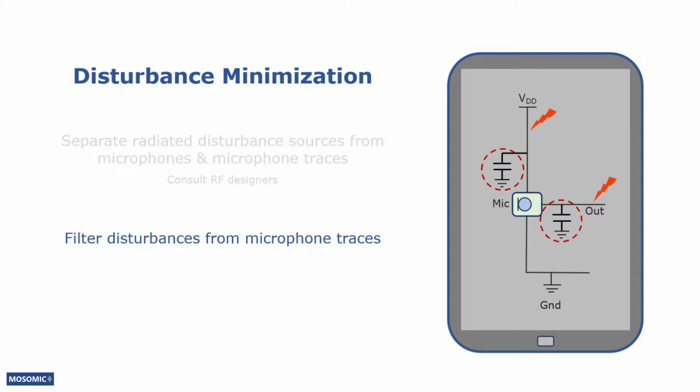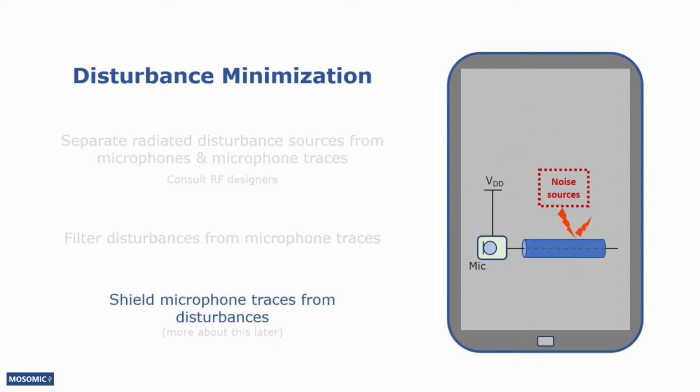Also, the amount of disturbances on the traces going in and out of microphones should be minimized. For example, filtering should be used to remove RF content from the signal lines. I'll talk about filtering in more detail in a minute. The microphone traces should also be shielded from disturbances when necessary.